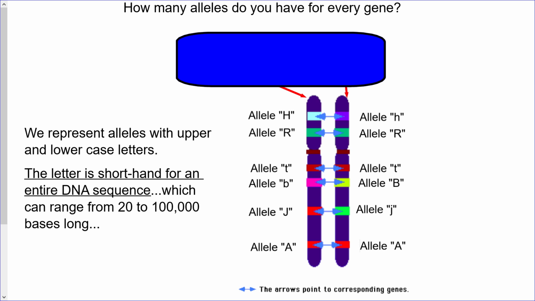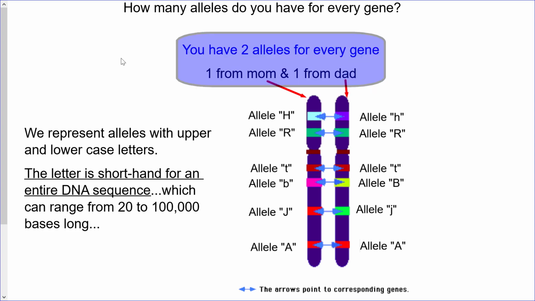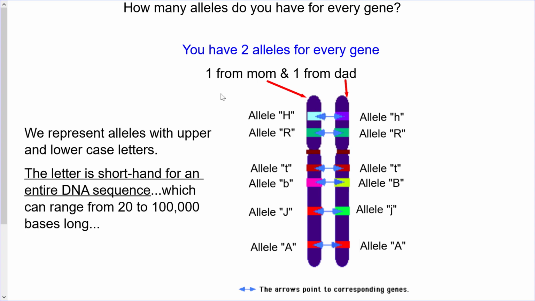How many alleles do you have for every gene? Take a minute and think about it. You get one allele per chromosome that you get from each parent. So that means you have two alleles for every gene. One came from your mom and one came from your dad.